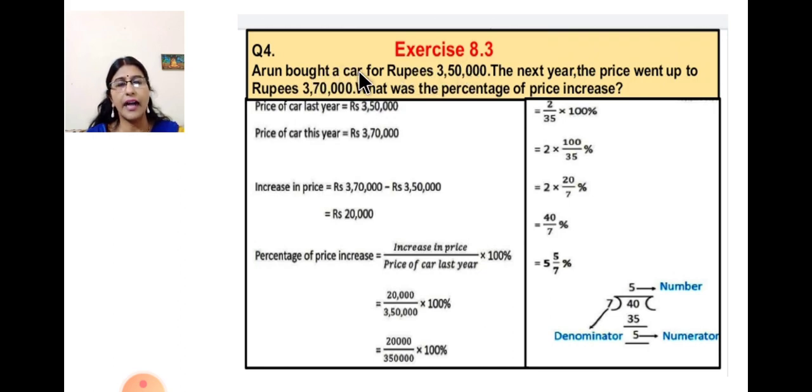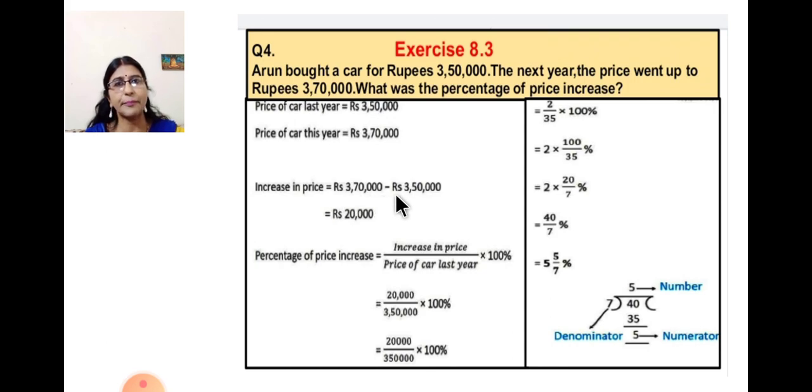Arun bought a car for rupees 3,50,000. The next year the price went up to rupees 3,70,000. What was the percentage of price increase? So first we will write the price of car last year, which was 3,50,000, and then price of car this year, that is rupees 3,70,000. So there is an increase. So increase in price is how much?